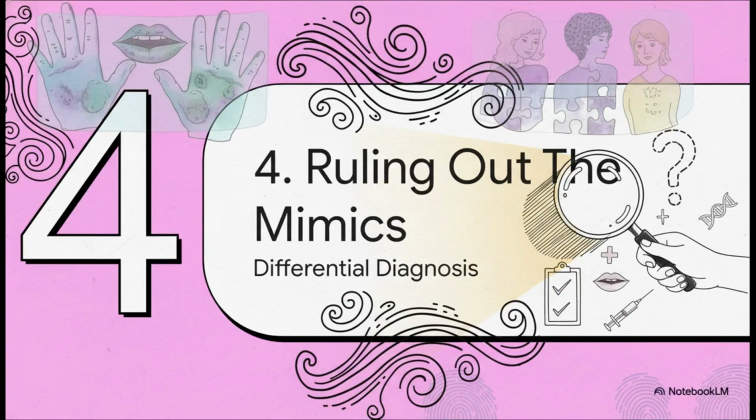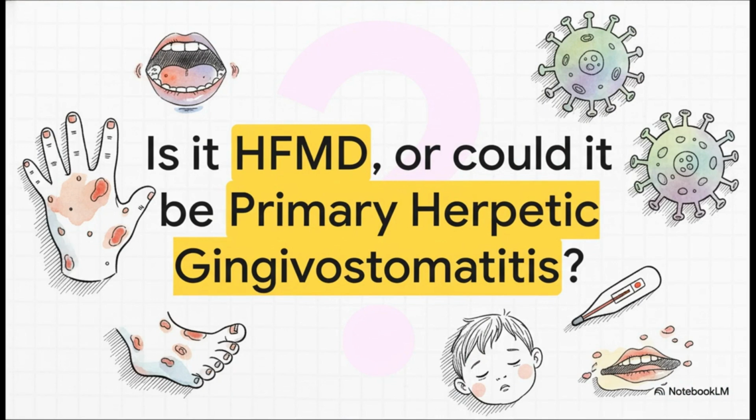Okay, we've built a really strong case for hand, foot, and mouth disease. But a great clinician is always a bit paranoid. This next part is arguably the most important for your day-to-day practice, making absolutely sure it isn't something else. And the number one suspect on our list of mimics, the great pretender, is primary herpetic gingivostomatitis. That's the first infection with the herpes simplex virus. They both show up with a fever, malaise, and oral ulcers in a young kid. So how in the world do you tell them apart?